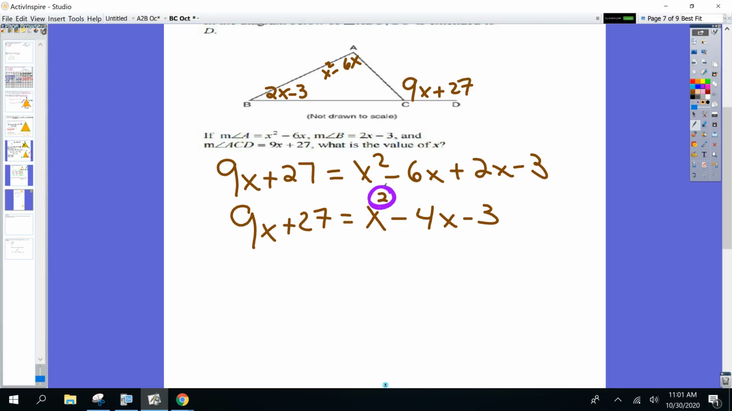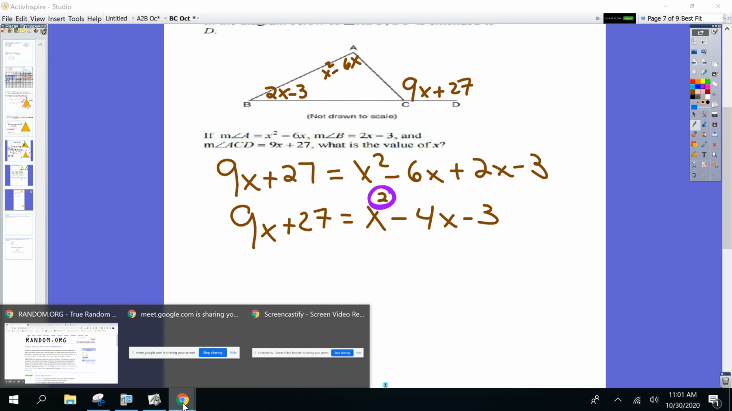I cannot factor in this form yet, though. I cannot factor unless one side is equal to 0. So I need to move some things over. So somebody help me move the 9x and the 27 over right now.